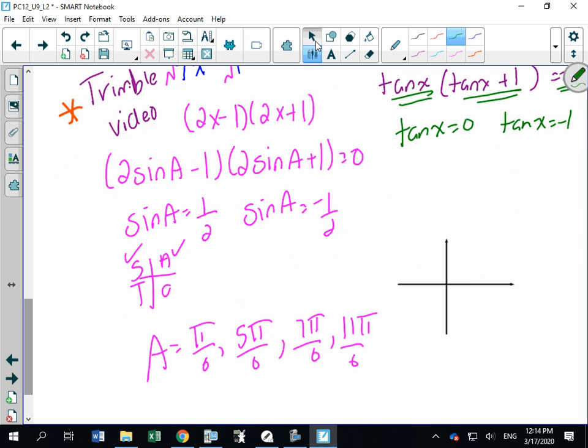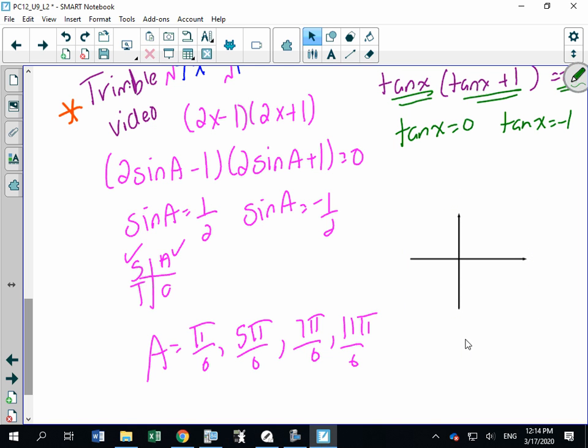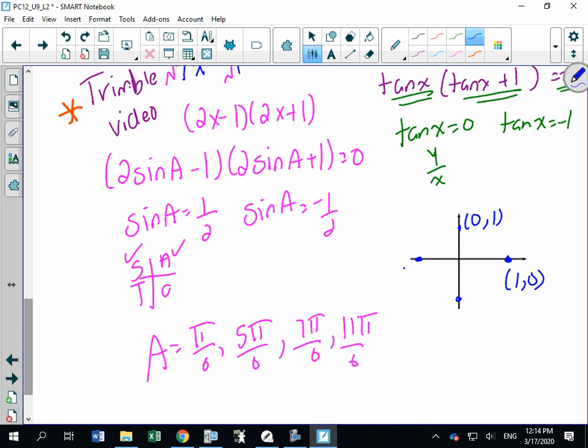For that answer there, tan, remember, is y over x. So we're going to do the same thing like we did in the previous example. We're going to be somewhere on our Cartesian plane: 1 and 0, 0 and 1, negative 1 and 0, 0 and negative 1.